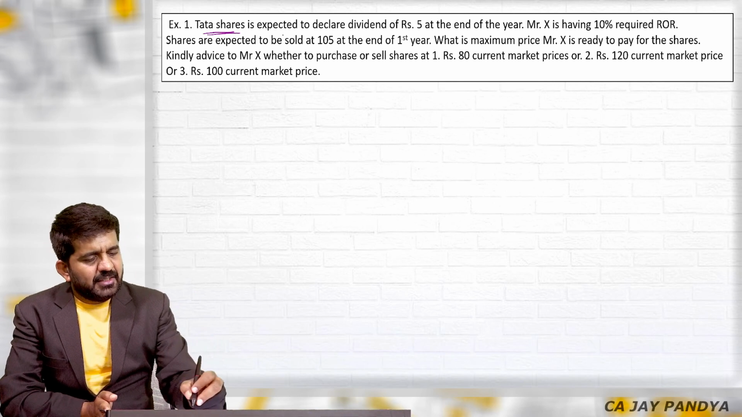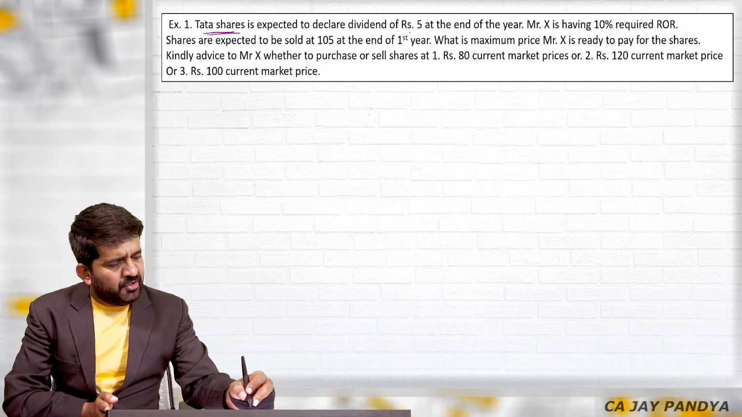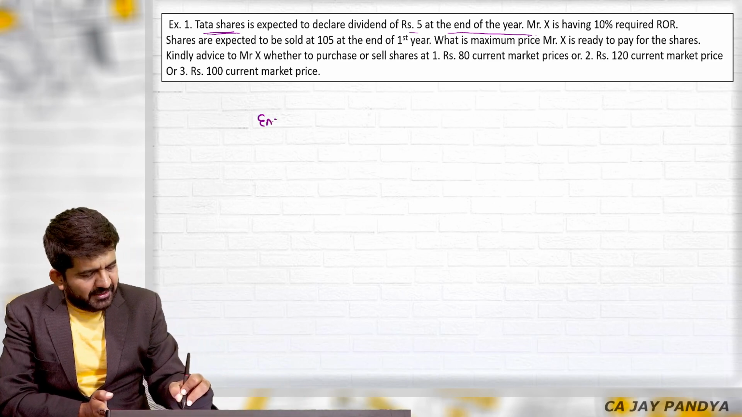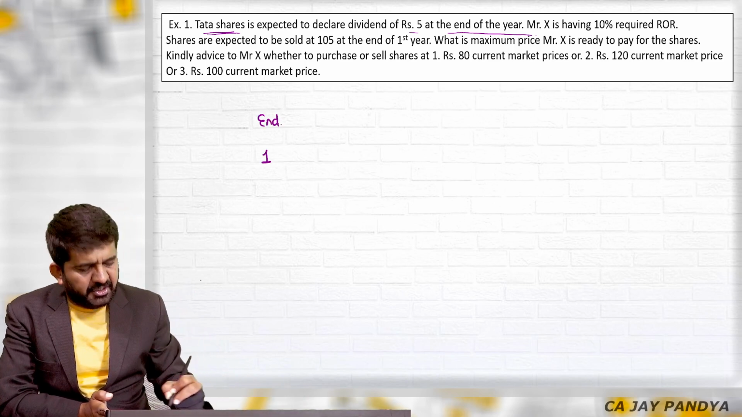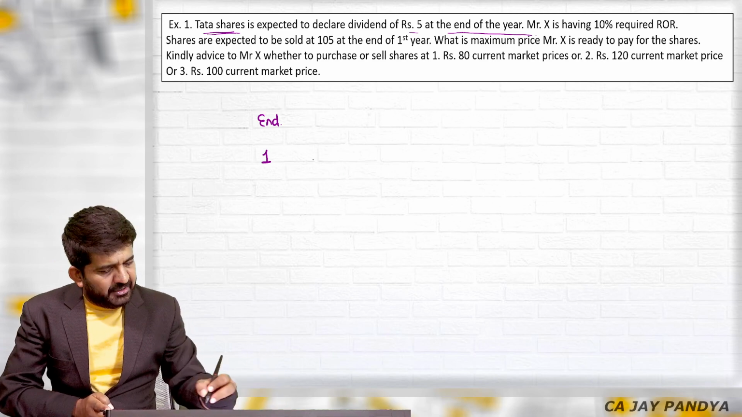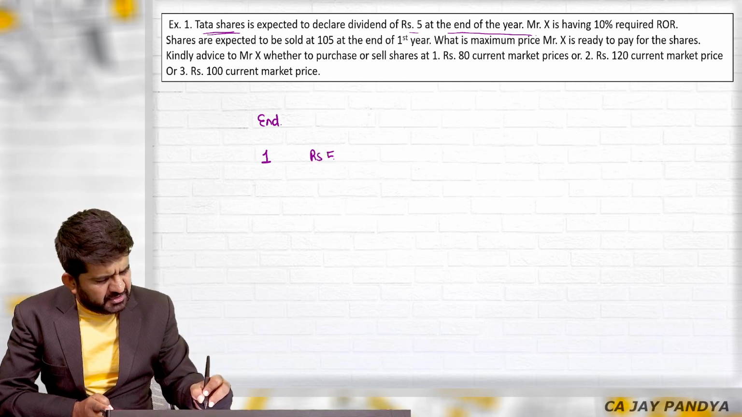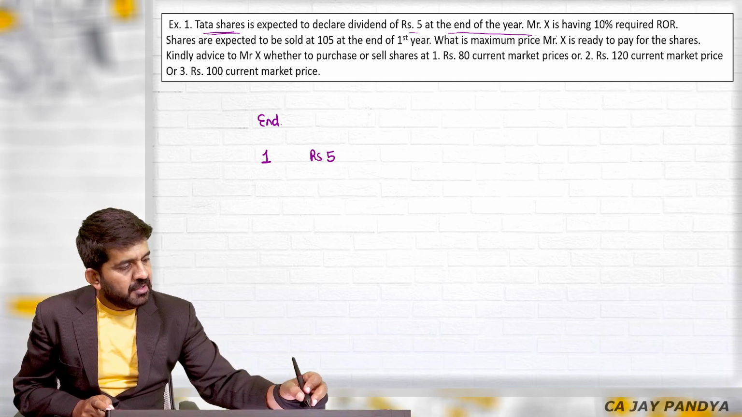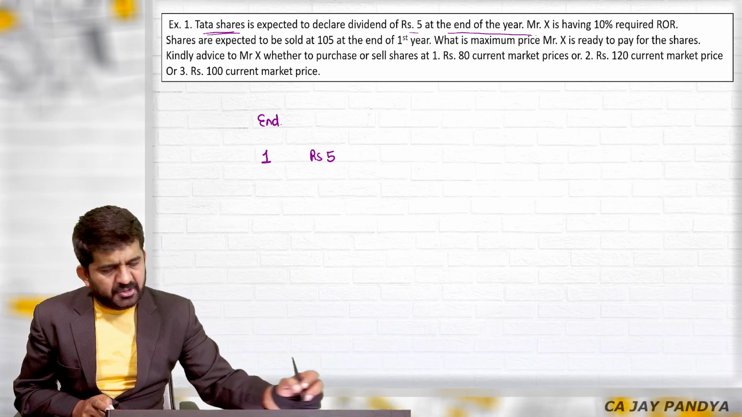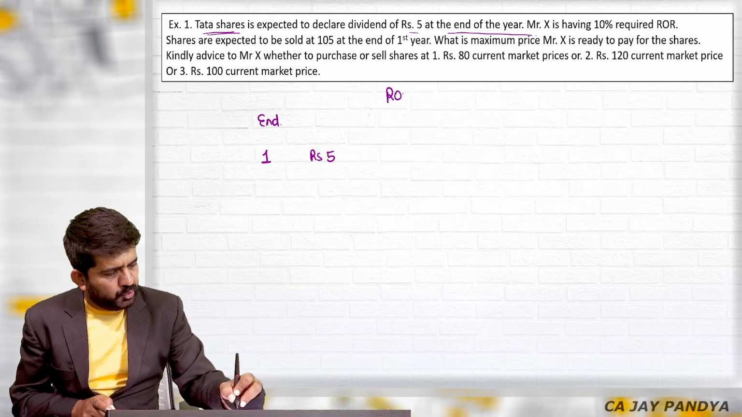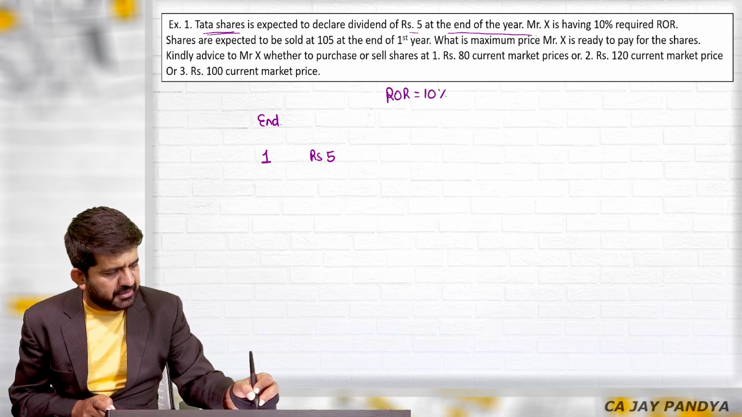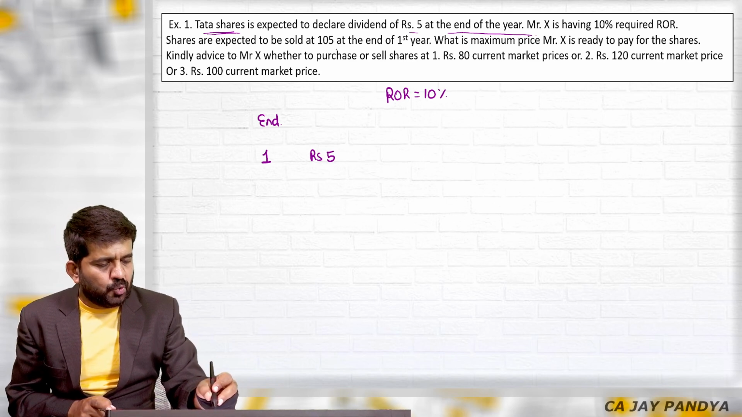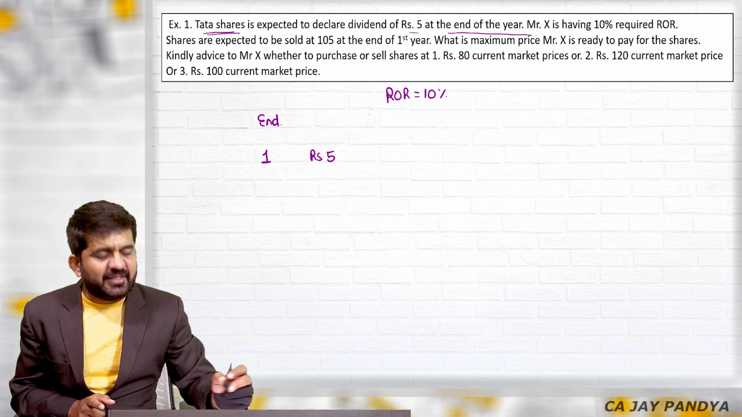Tata shares is expected to declare a dividend of ₹5 at the end of the year. So at the end of the first year, Tata is going to declare ₹5 as dividend, which will be our cash flow. Mr. X has a 10% required rate of return. So the required rate of return is 10%. Shares are expected to be sold at 105 at the end of the first year.